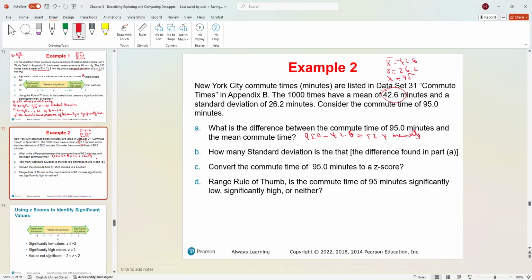For the second exercise, how many standard deviations is this? All you need to do is take the 52.4 and divide it by the standard deviation, which is 26.2. And it would give you the answer of exactly 2 standard deviations.